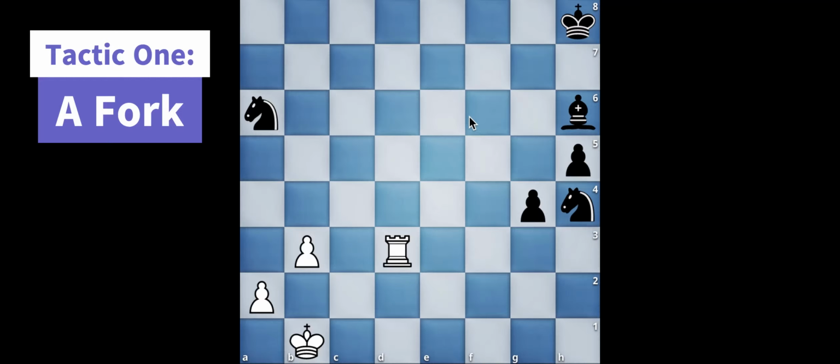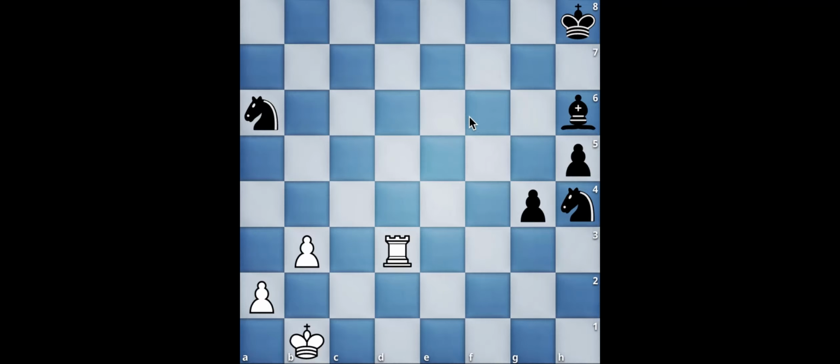A fork is when you move one piece and you attack 2 of your opponent's pieces at the same time. This means that your opponent can only save one piece by moving the other one to safety. Let me show you an example.